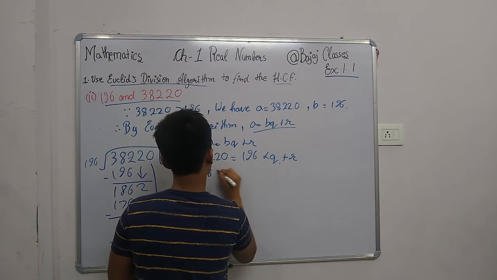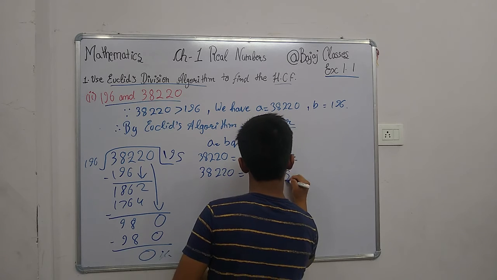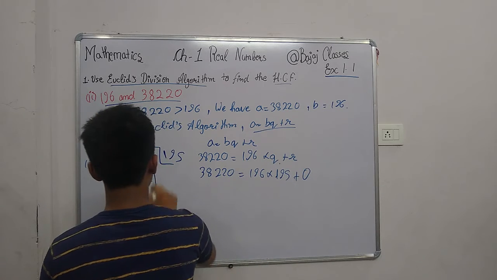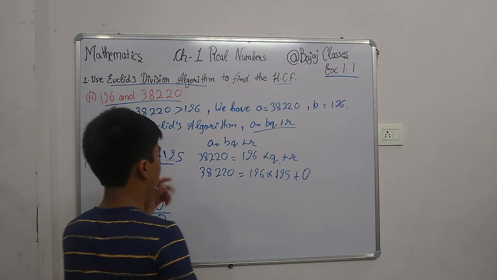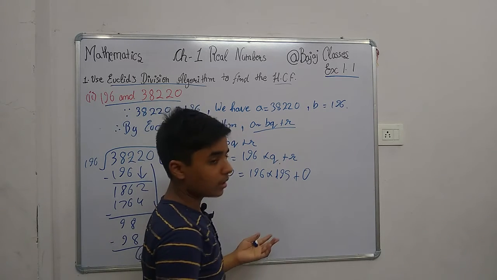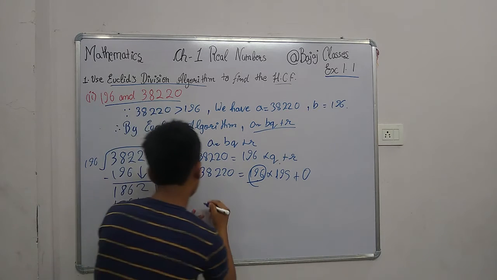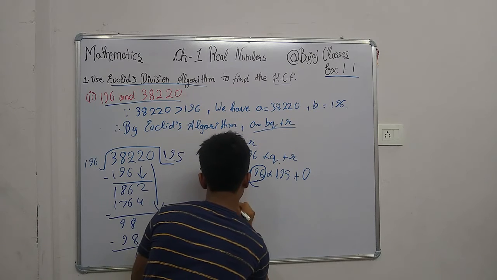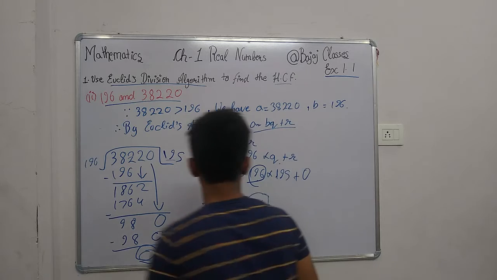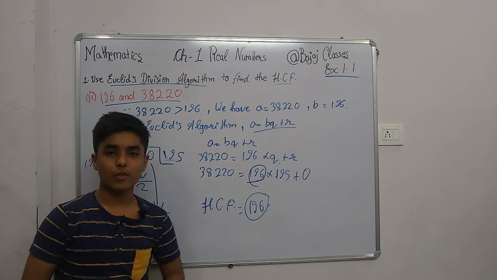So 38220 equals 196 into 195 plus remainder. The remainder is 0, because we got it in the first step only. Now, 196 into 195, and what will be our HCF? You know that our second term, this B term, will be our HCF. So HCF equals 196. Now in this question we got our HCF equals 196.